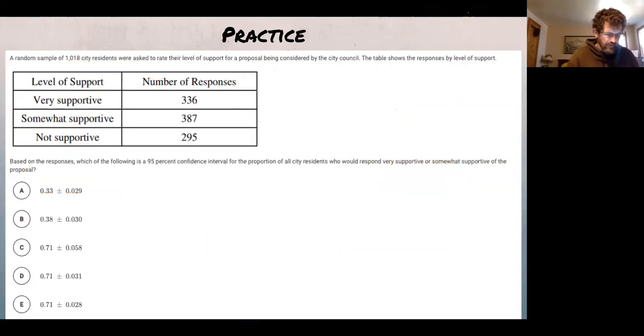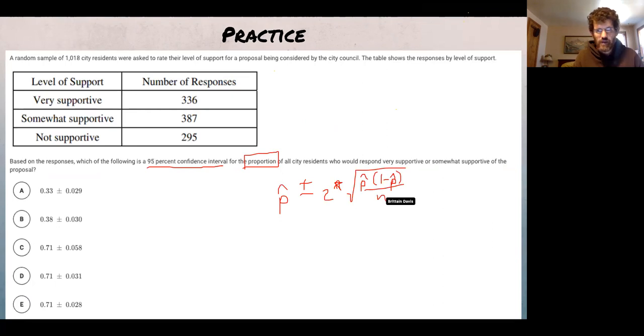Okay, now we're looking at a survey that was done, and we're going to figure out with a 95% confidence interval who would respond very supportive or somewhat supportive of this proposal. Now, one of the first things you need to be looking at for any problem, because you could start putting numbers into problems and really getting confused, you need to determine, first of all, if it's proportions or means. This is a proportion, so it's going to be p hat plus or minus the critical value, z star, times the square root of p hat times 1 minus p hat divided by n. Okay, so that's going to be our big thing.